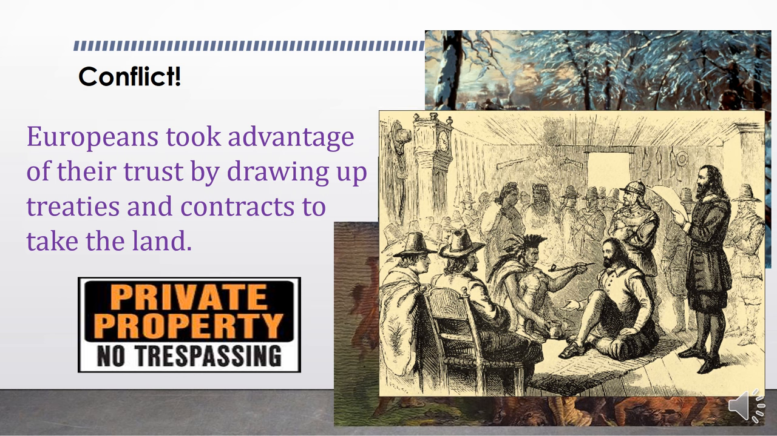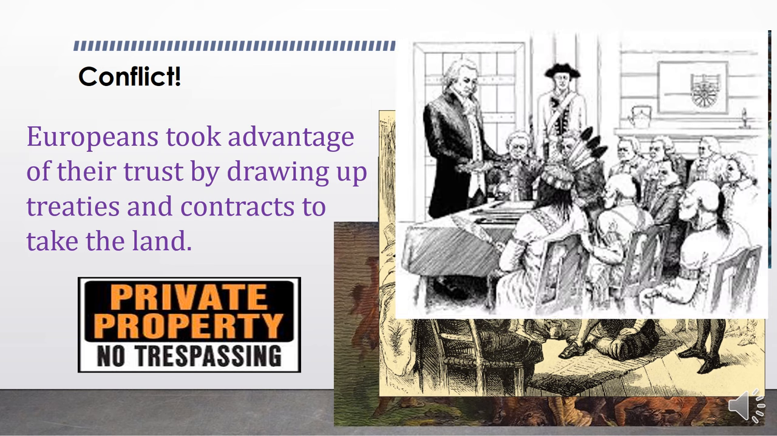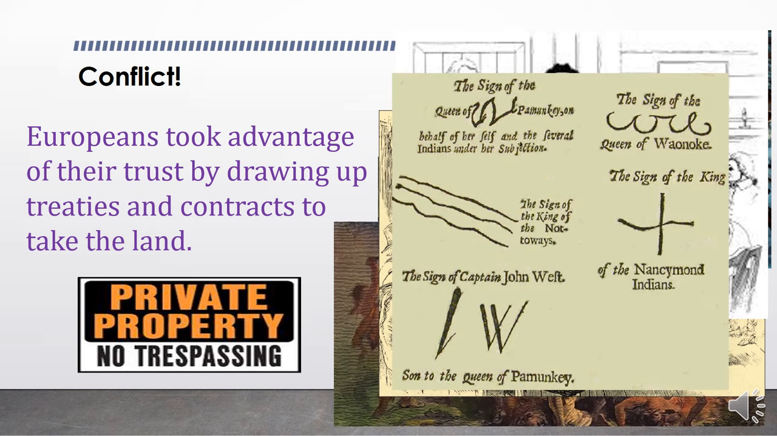Here is a really interesting drawing of a Native American sharing a peace pipe with the English, and you can see the Englishman in the background reading aloud a contract. Keep in mind, the Native Americans do not use English, they do not use the written word, and in that regard, check out these signatures.